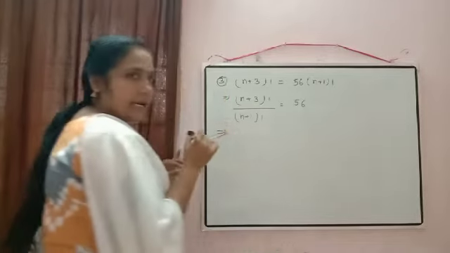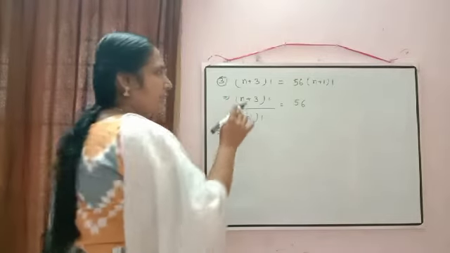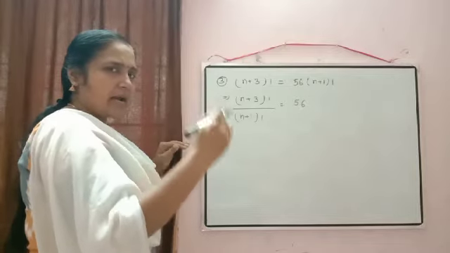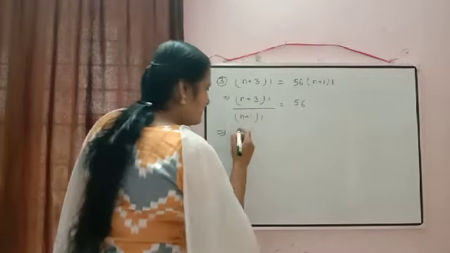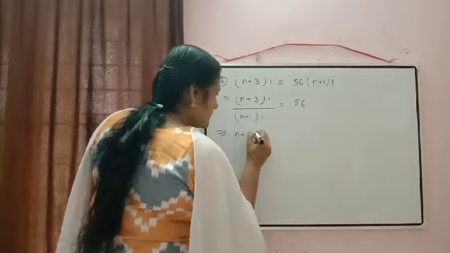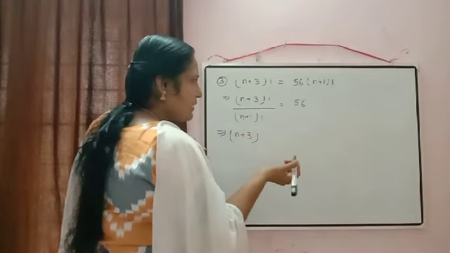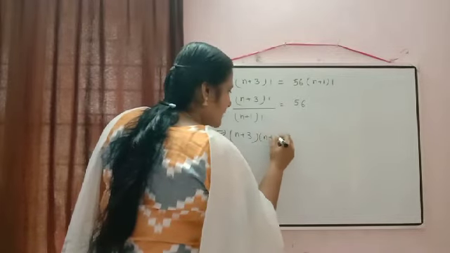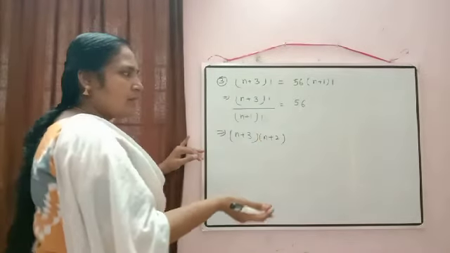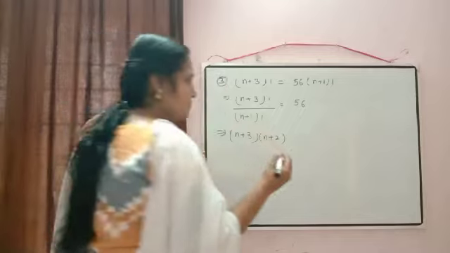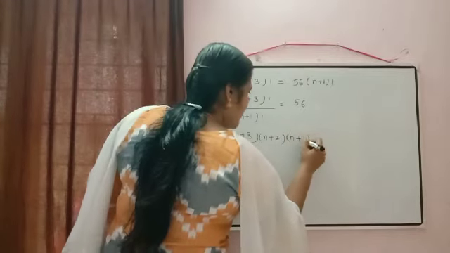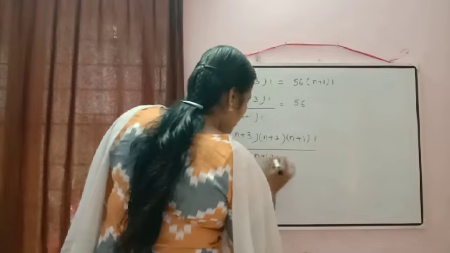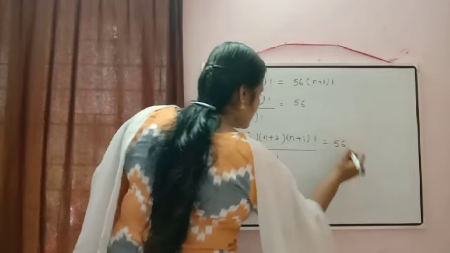Now which number is greater? Just to check the greater number. Here the greater number we have is n plus 3. So we will continue subtracting one from the greater number. First one will come, n plus 3 only. Subtract 1, then what will come? n plus 3 minus 1, which is n plus 2. Again subtract 1, then what will come? n plus 2 minus 1. So we will get here n plus 1 factorial by n plus 1 factorial is equal to 56.